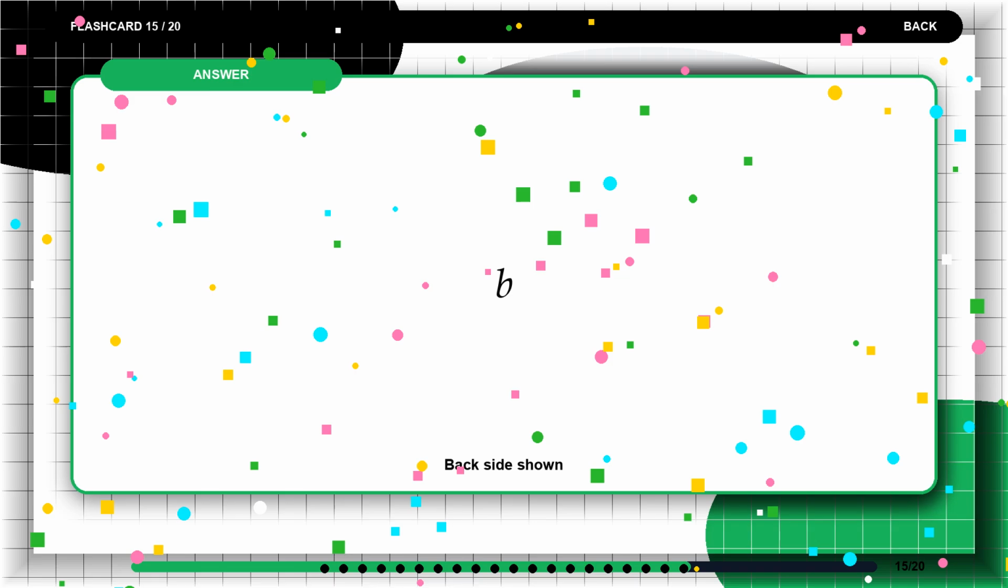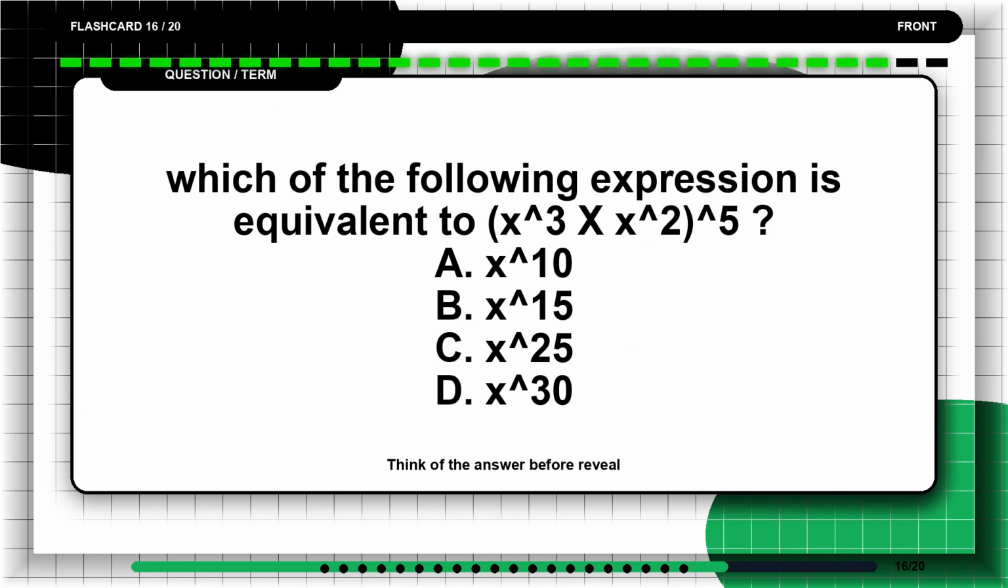The answer is B. Flashcard 16. Which of the following expressions is equivalent to x^3 · x^25? A) x^10, B) x^15, C) x^25, D) x^30. Pause and think of the answer before the reveal.